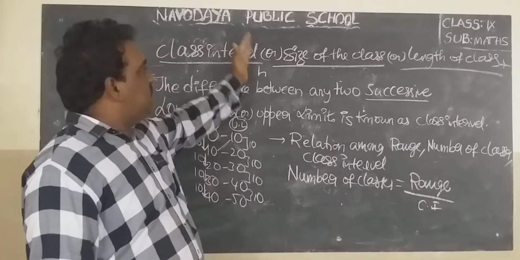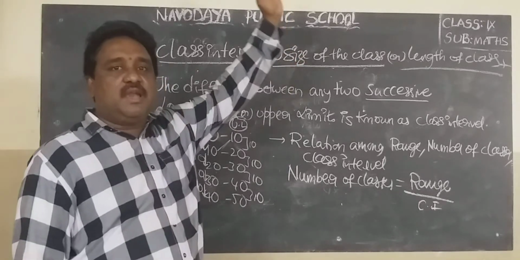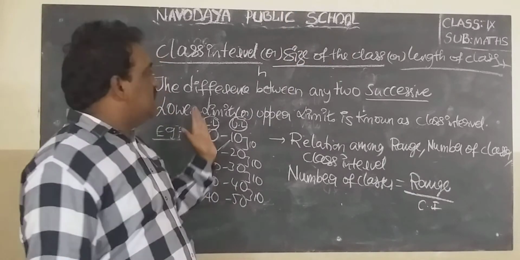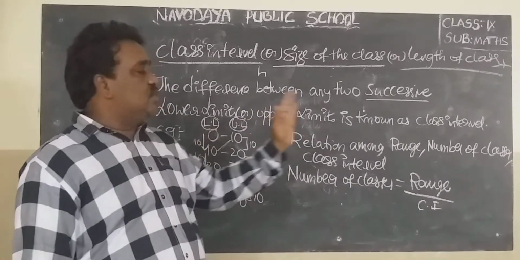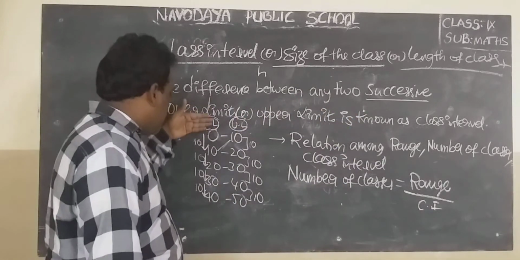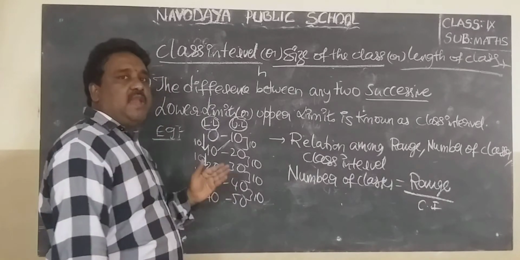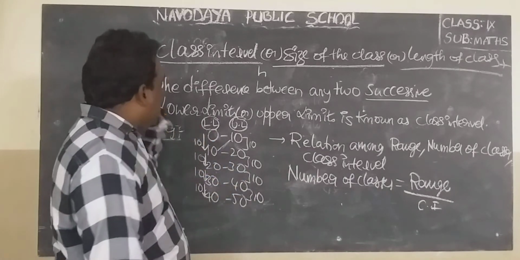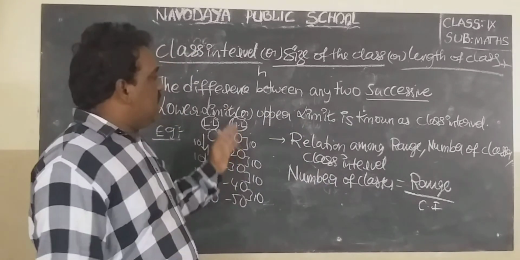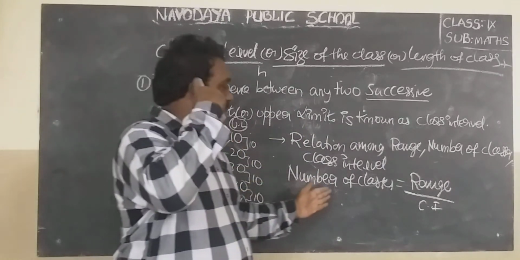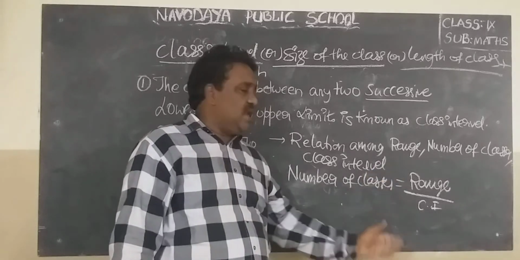That is about class interval or size of the class or length of the class. The difference between any two successive lower limits or upper limits is known as class interval. Here everywhere the gap is 10. 10 is known as class interval or size of the class or length of the class. Then what is the relation among them? Number of classes equals range by class interval.